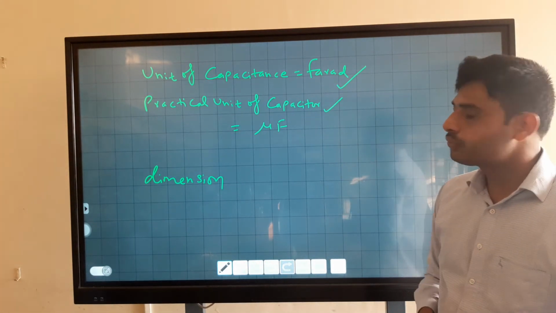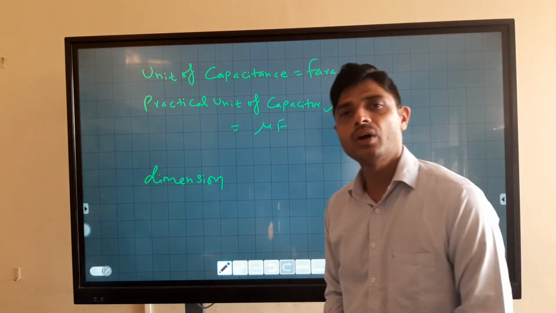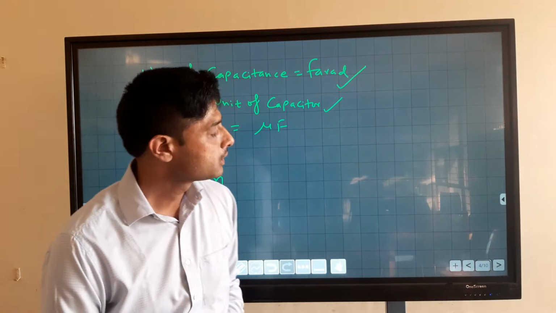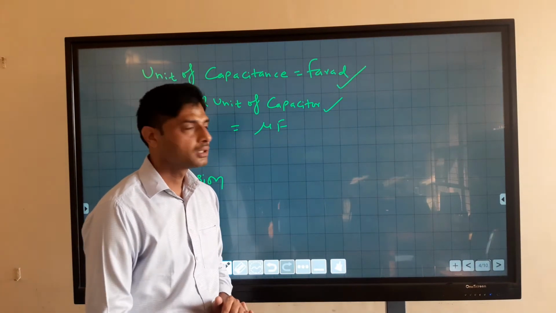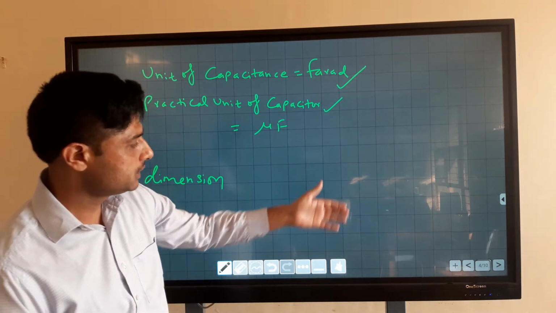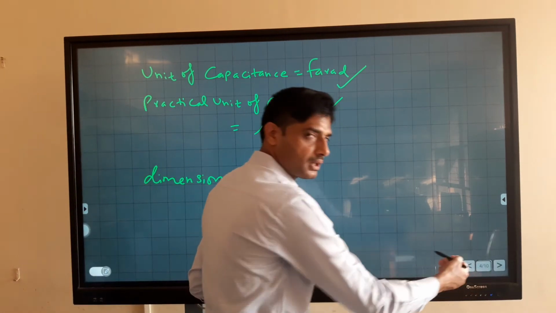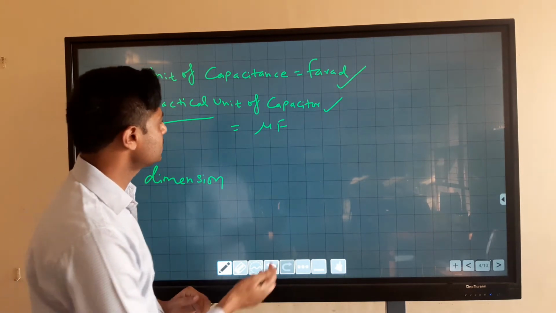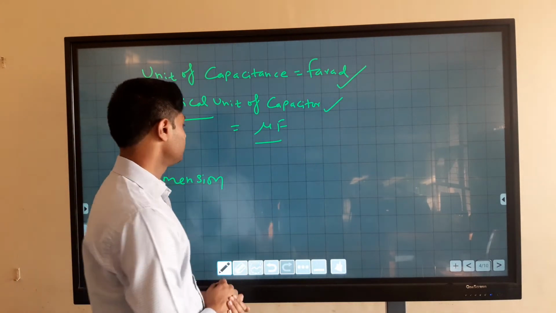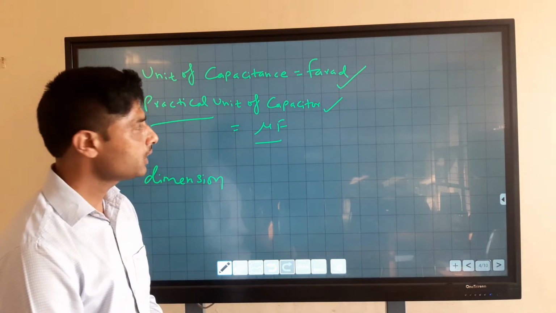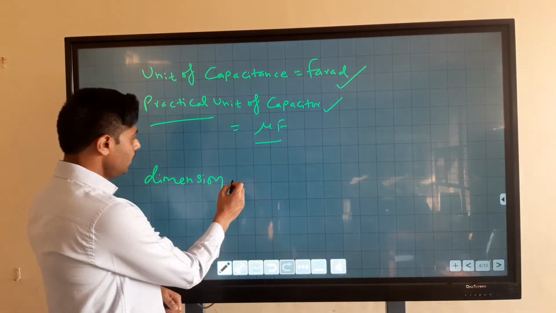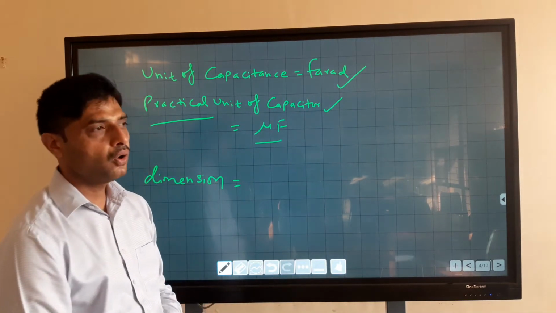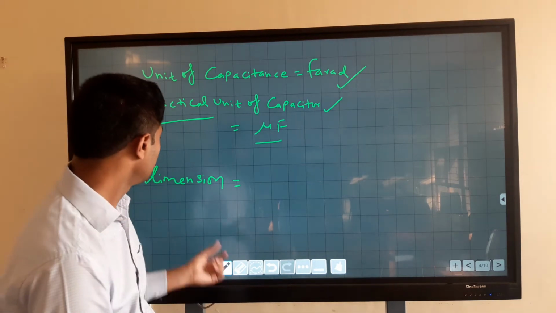But the farad is a very large unit of capacitance. We will prove this in a further example. The practical unit of capacitance is the microfarad. Now we have to find the dimension of capacitance.